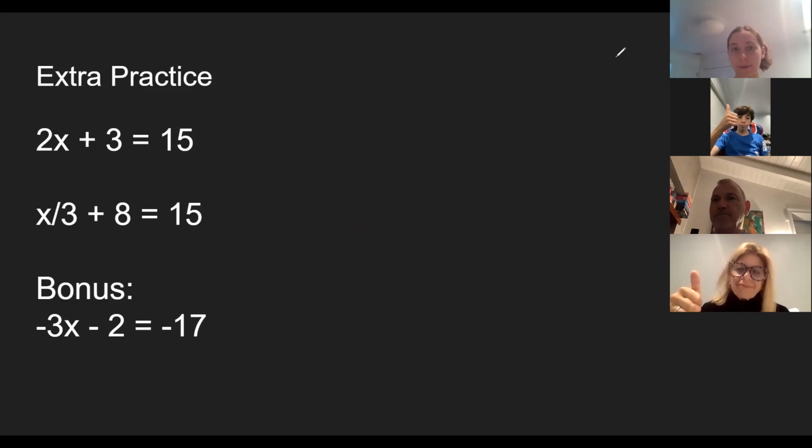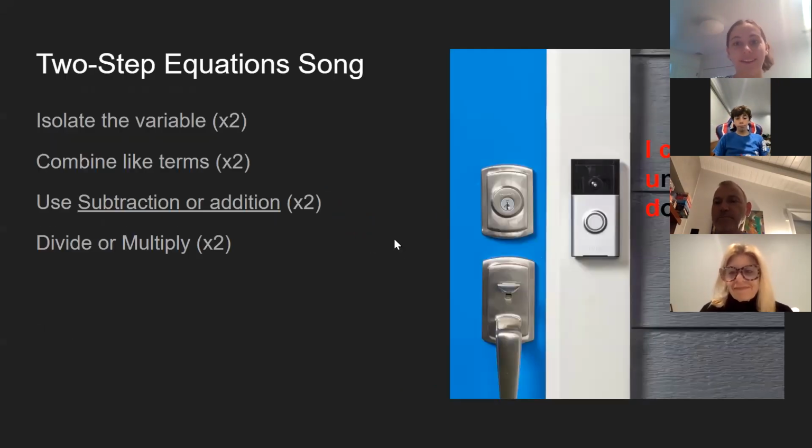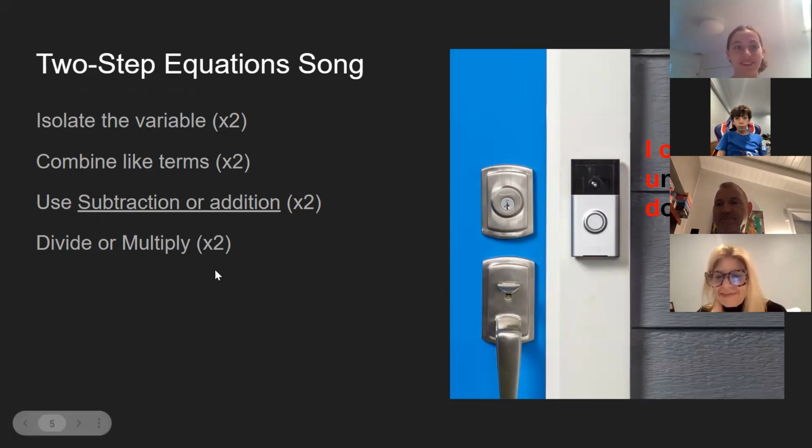Yes. Okay, perfect. So now that we've gone through a little bit how to do two-step equations, we're going to do the two-step equation song that I made up. To give a little bit of background on it, it's I Can't Understand Doorbells, and it's the mnemonic device ICUD. You just kind of have to imagine an old person saying that they can't understand doorbells because they're no longer just buttons. They involve cameras now, and they're a little bit more complicated. It's kind of silly, but we're just going to go through it.